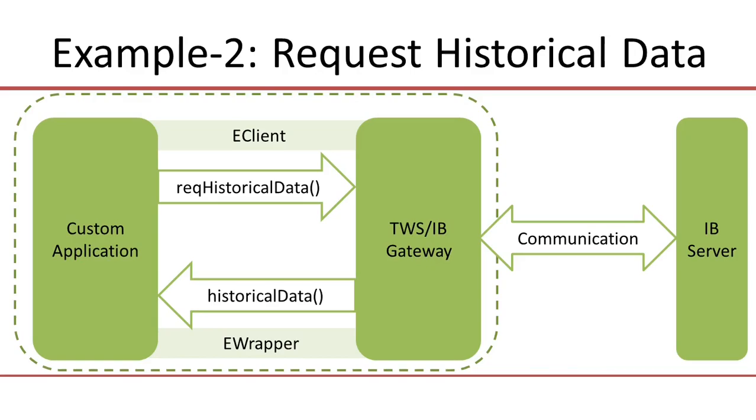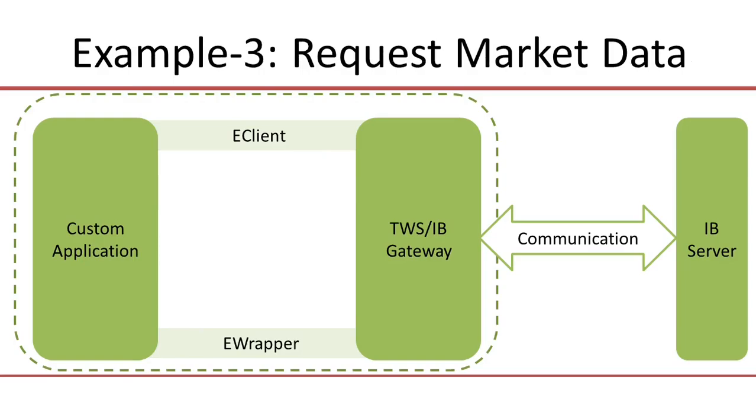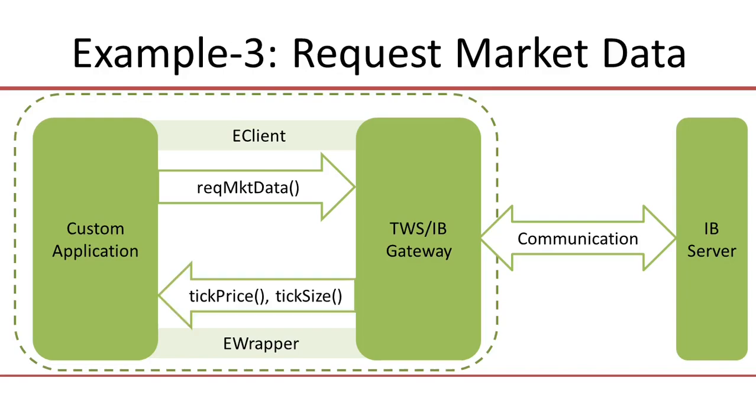Let's take a look at another example. So if our custom application wants to request streaming market data, it would use request market data method to request the streaming data. TWS would relay the request to IB server. IB server would send the streaming data back to TWS, and TWS would send the streaming data back to custom application using tick price and tick size methods, which are available in EWrapper class.